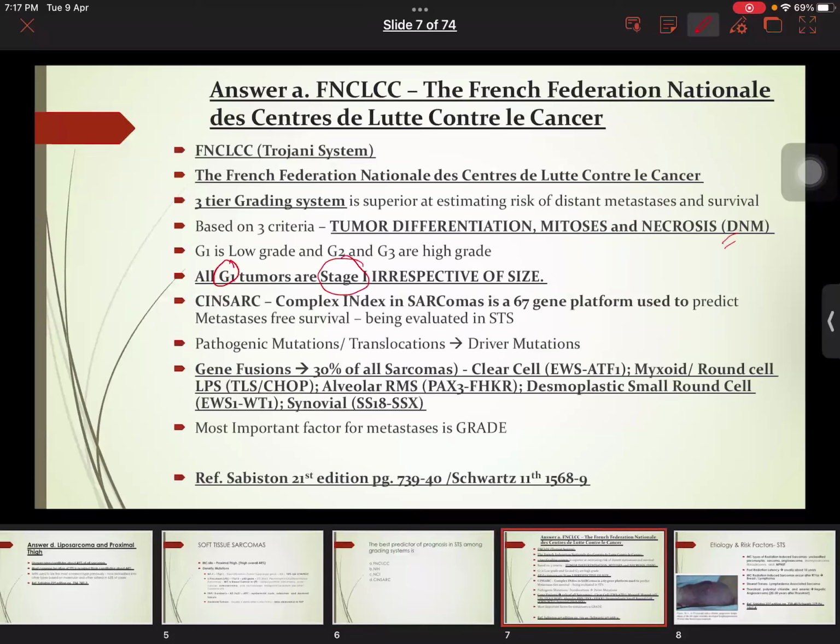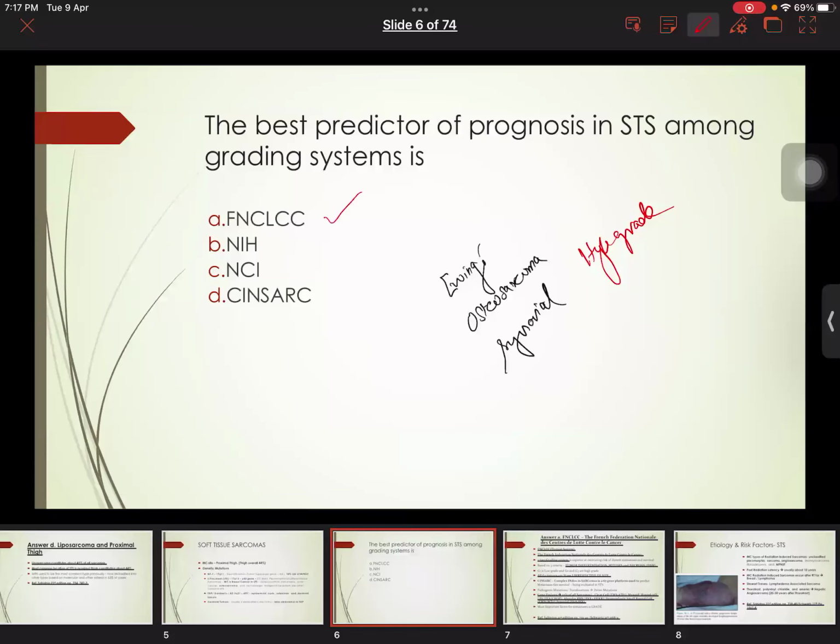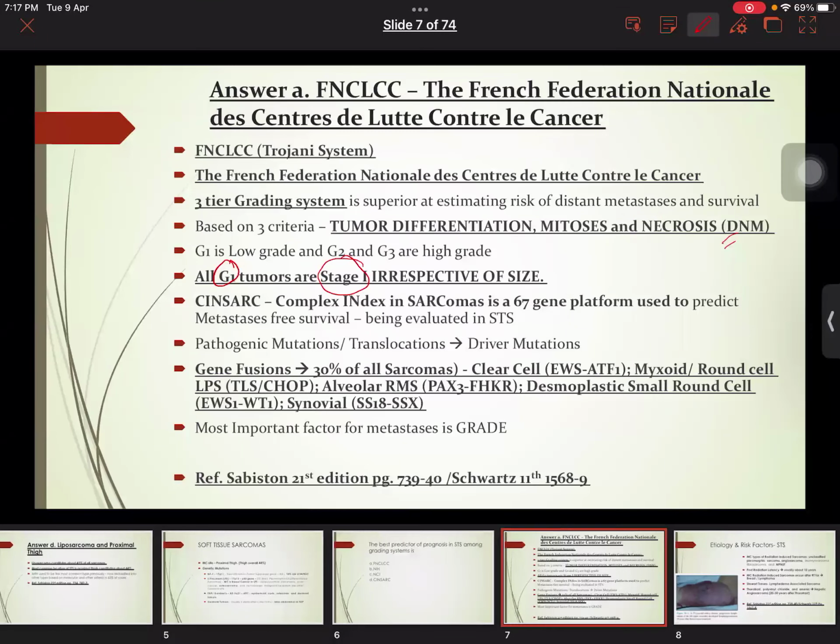Now, among the systems that I mentioned here, I already talked about the FNCLCC, NIH and NCI. The National Institute of Health and the National Cancer Institute are the other staging systems which will be used. Then there is the complexity index in sarcomas, a consortium-based approach. It uses a 67-gene platform to predict metastasis-free survival. This is a molecular technique which has recently been found useful in sarcomas, and is being evaluated in soft tissue sarcoma.